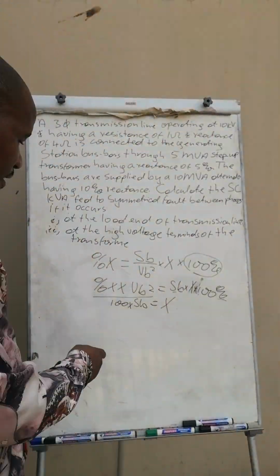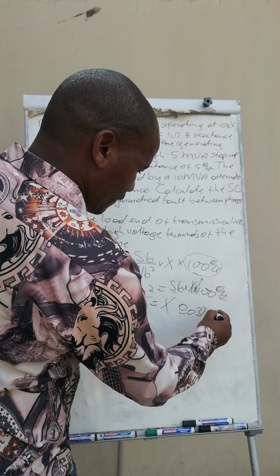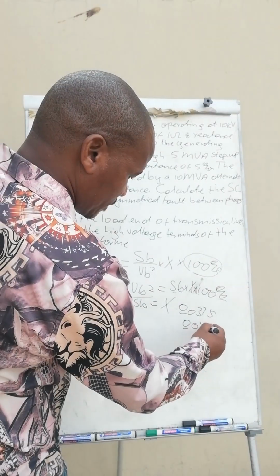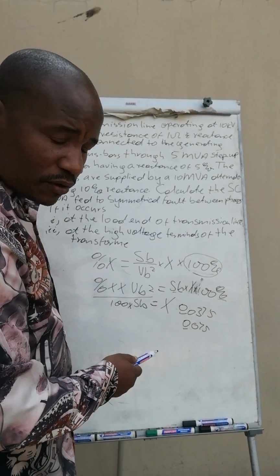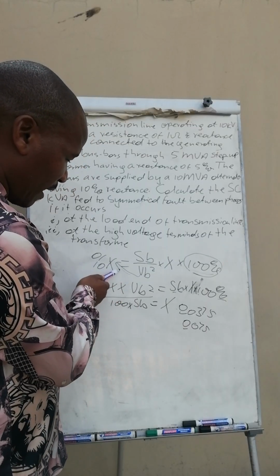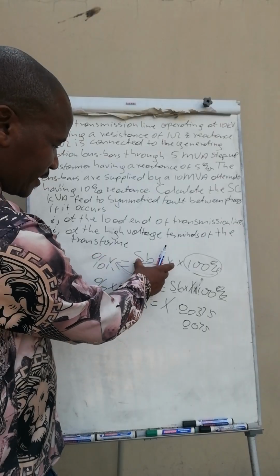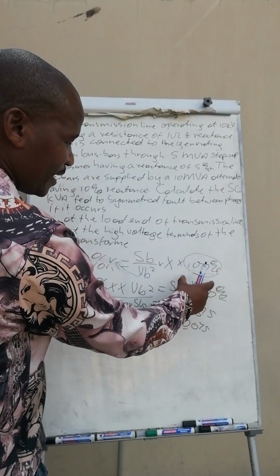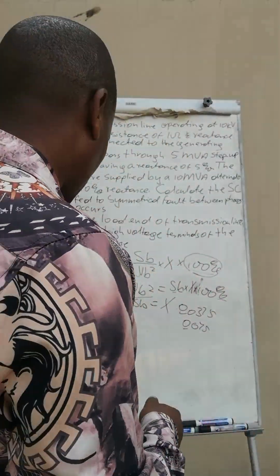Hi, hello guys. This is the continuation of the previous problem, but on another problem. On the previous problem, we made a mistake. Instead of getting an answer of 0.0375, we got 0.075. It is because I made a mistake of dividing by 100 from the onset. I'm supposed to multiply first by VB squared, cross multiply, and then I'm left with this, and then I divide by 100. So please just correct it there for me.